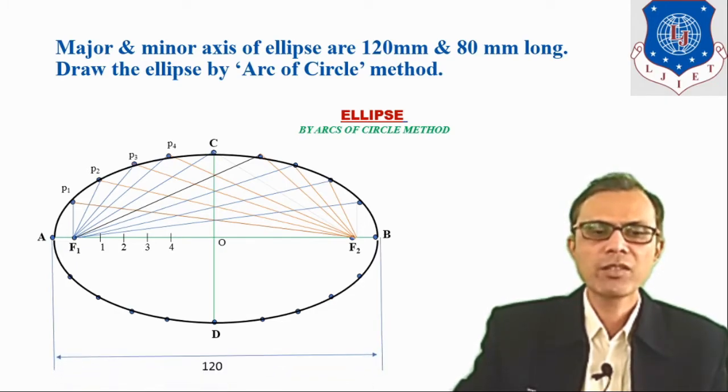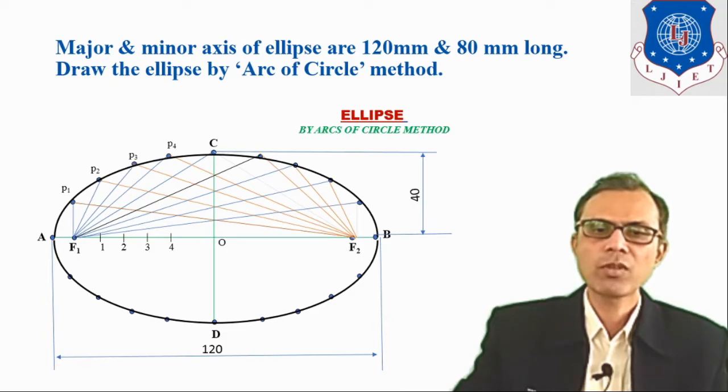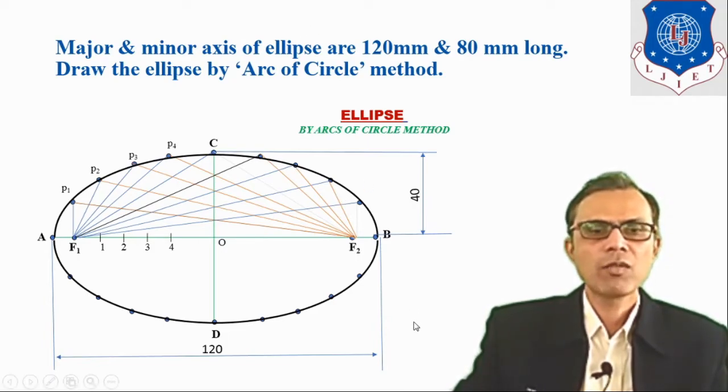Write down the dimensions. Major axis 120 and minor axis 80 mm. Half of minor axis OC equal to 40 mm, or you can also write down the total dimension CD equal to 80 mm. So it is the procedure to draw the ellipse by arc of circle method.